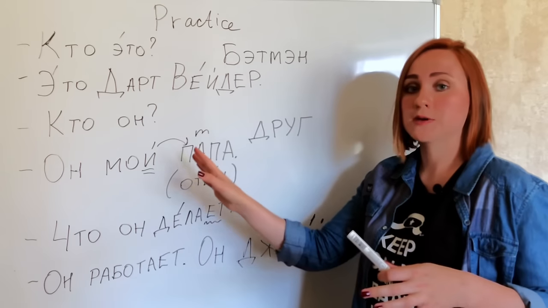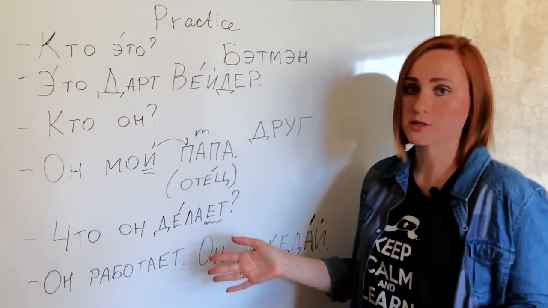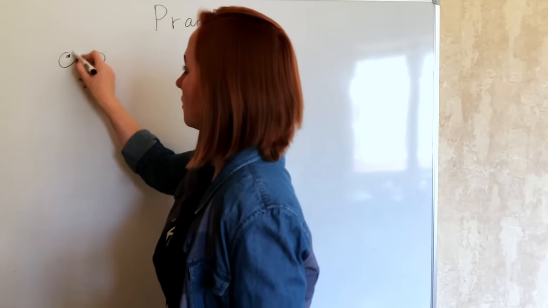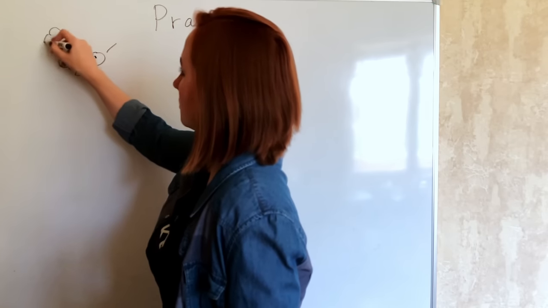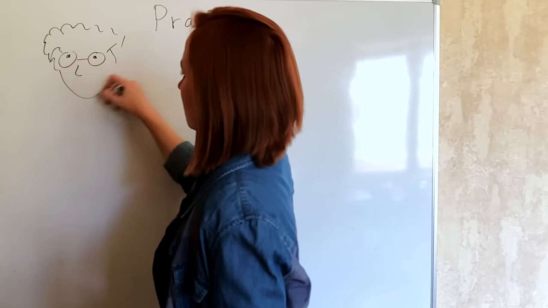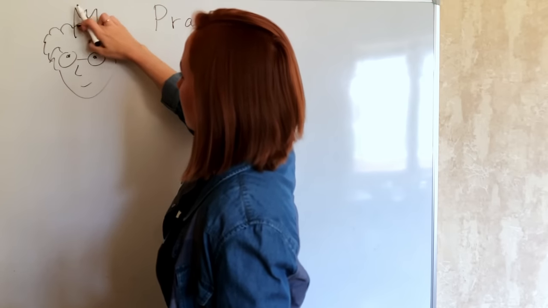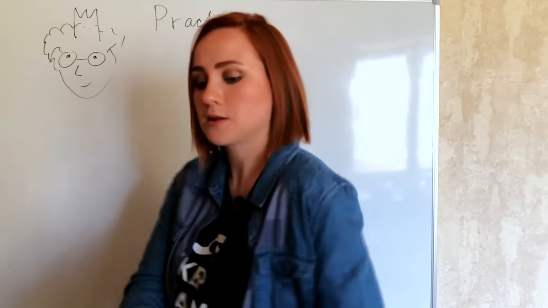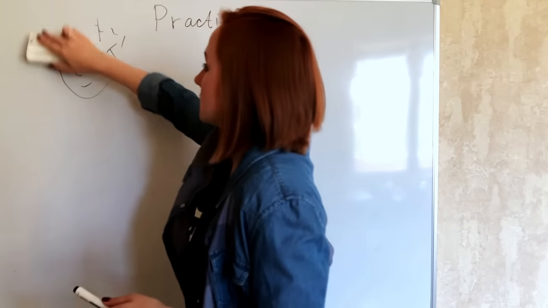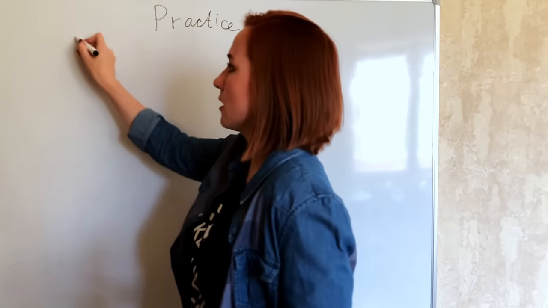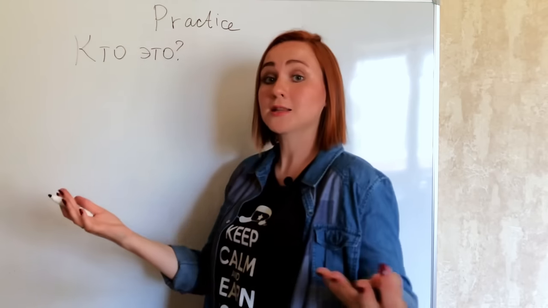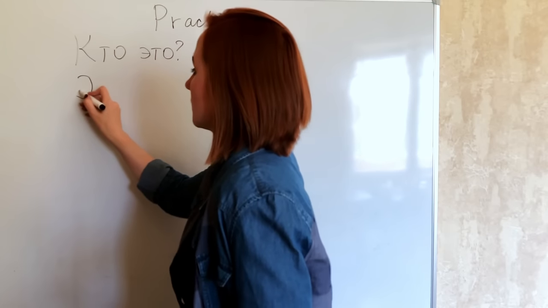So again, pause the video and practice. Now let's pick some female character. For example, Queen Elizabeth, okay? Королева Елизавета. Oops, almost dropped it. So, королева Елизавета, let's write it down, but starting with a question. Again, кто это? Who is it? Кто это? Это королева Елизавета.